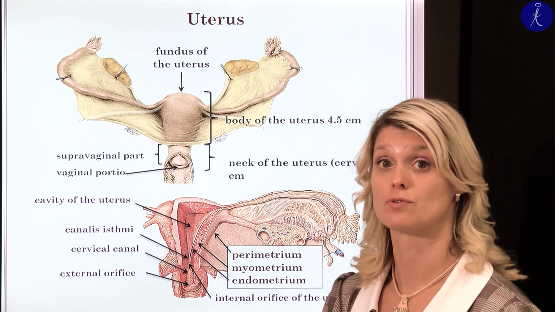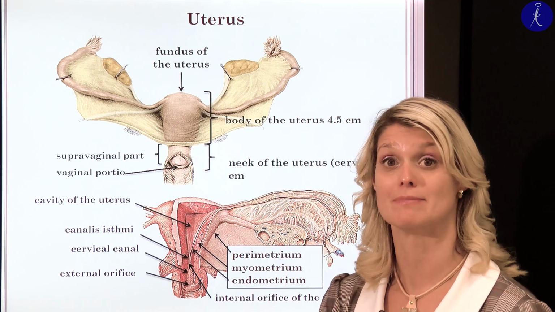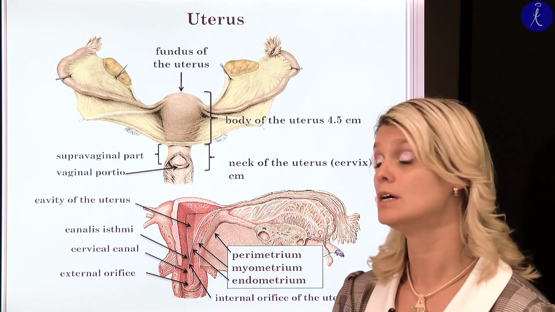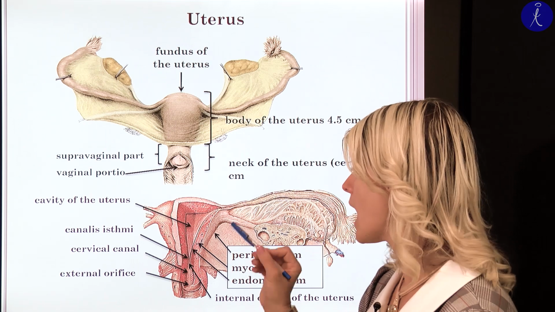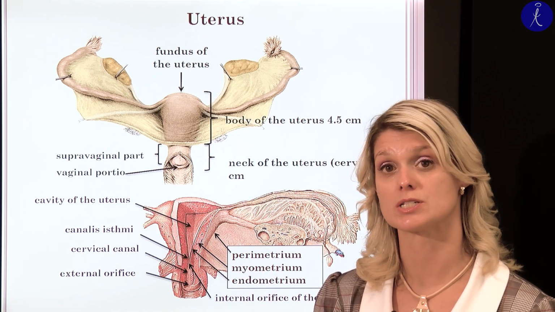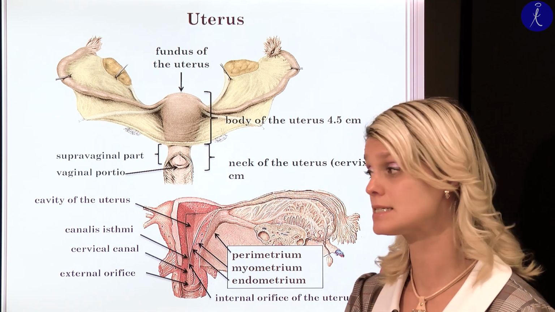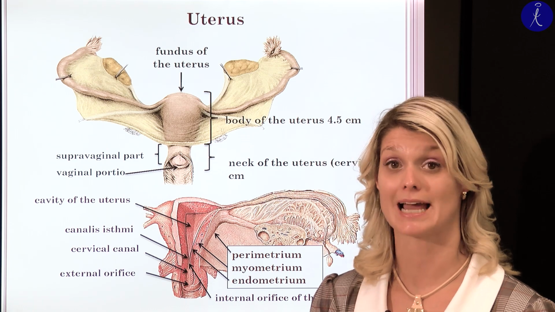These are the layers of the wall. The outermost layer of the wall is called the perimetrium, which consists of the simple squamous epithelium, the layer of the peritoneum. Next is the myometrium, which consists of smooth muscle cells. And finally, the innermost layer is called the endometrium.